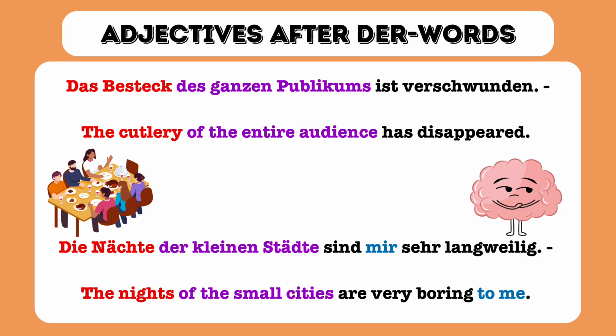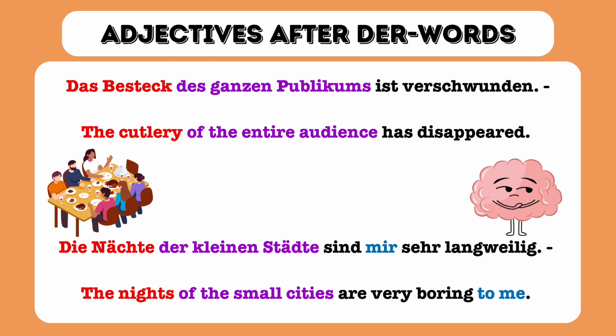We have an S at the end of the noun for the same reason. There is an en at the end of the adjective because that's what happens after an article in the genitive case. Das Besteck des ganzen Publikums ist verschwunden. Die Nächte der kleinen Städte sind mir sehr langweilig. The nights of the small city are very boring to me.